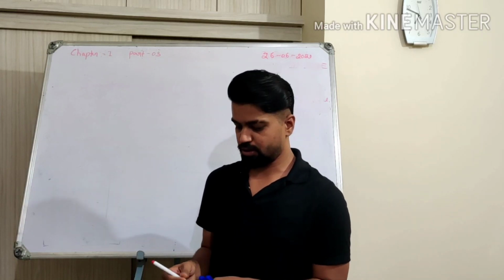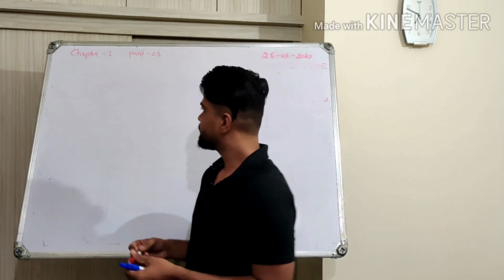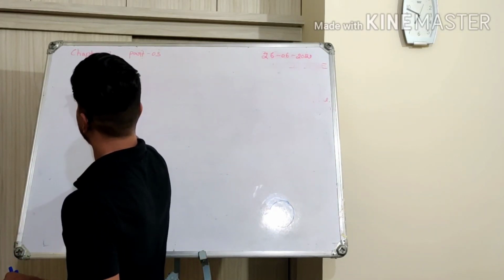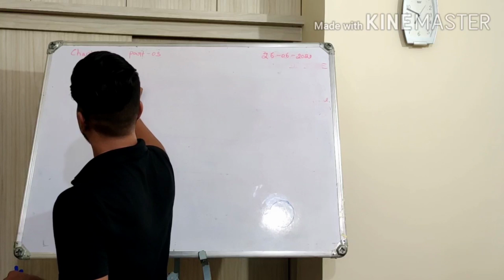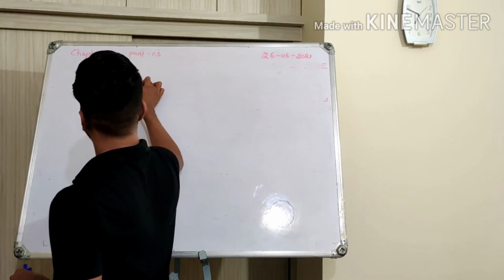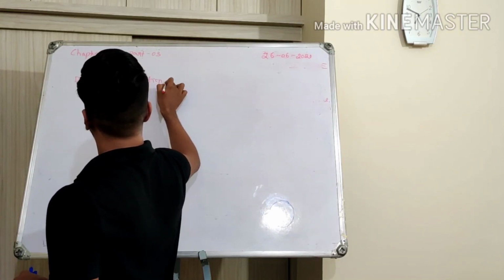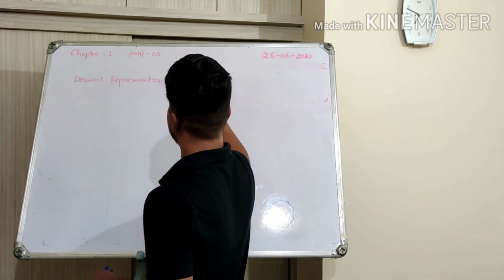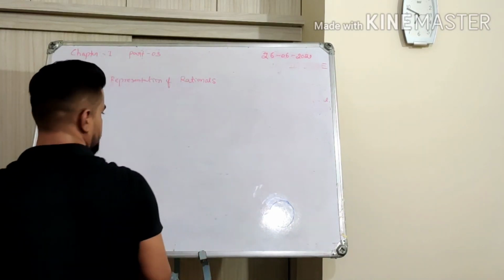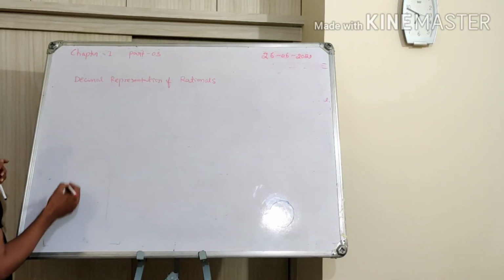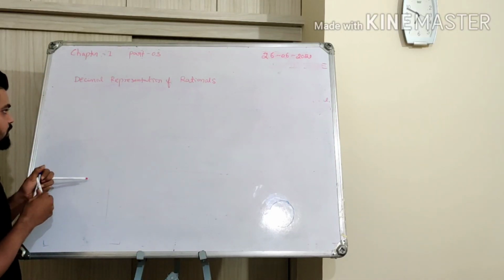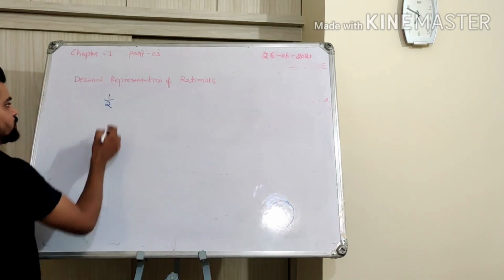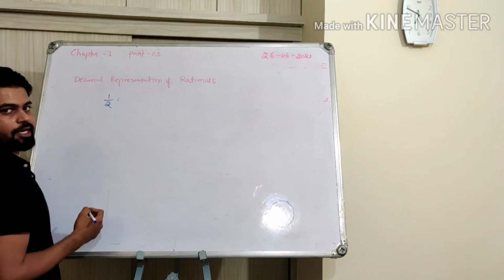So now we are going to the next part, that is decimal representation of a rational number and the types of decimals in the rational numbers. Let's see. Okay, so for example, I have a number 1 by 2. So what is 1 by 2? I want to write it in decimal now.